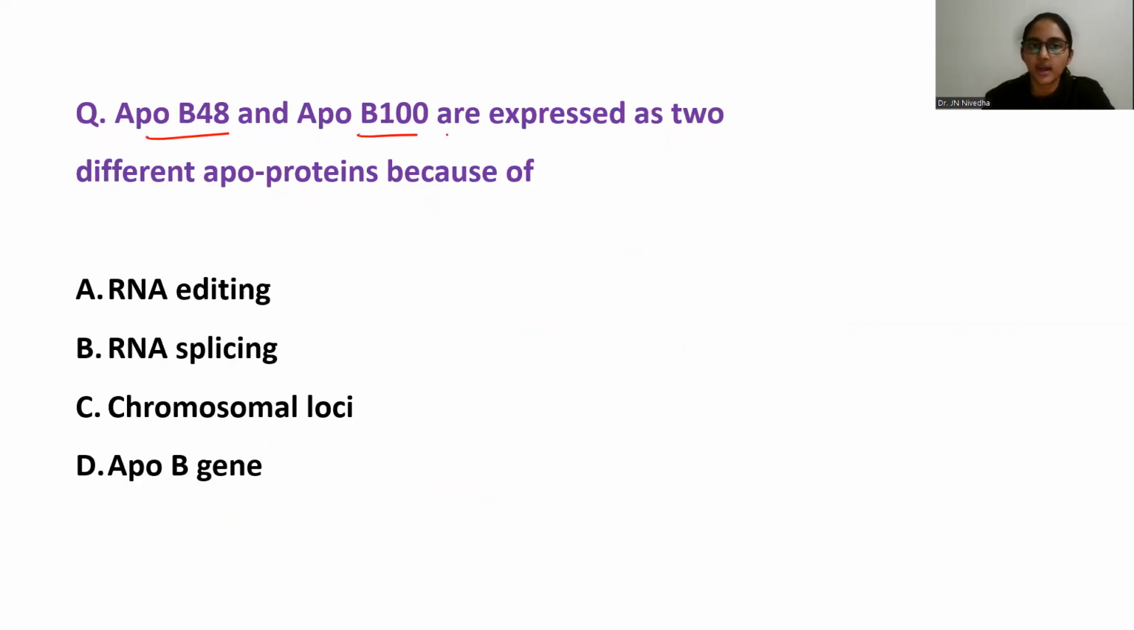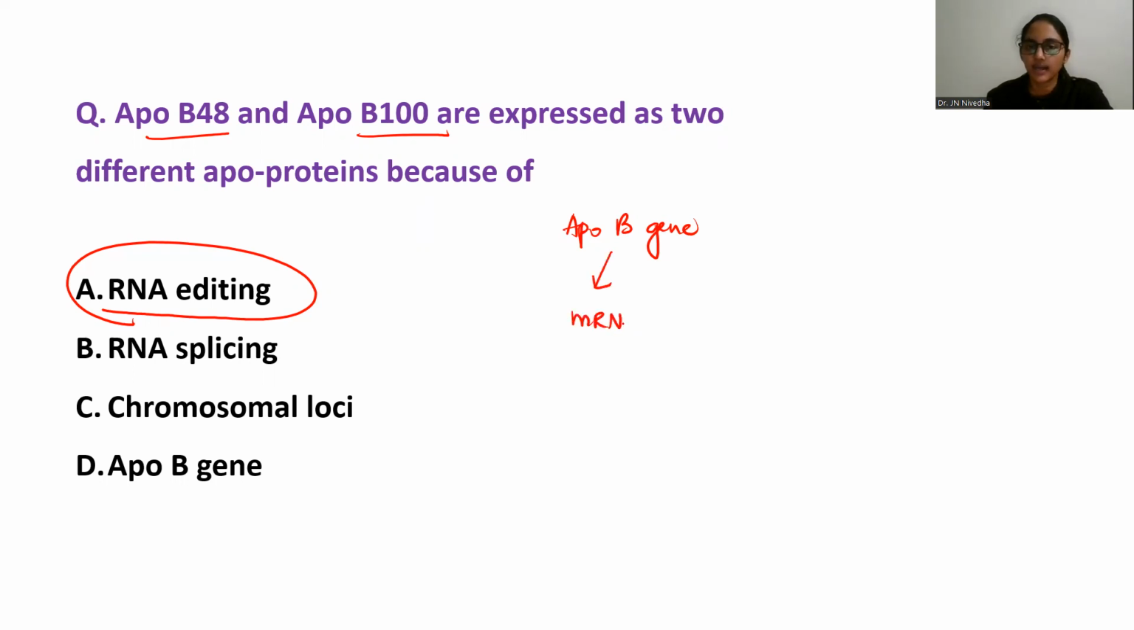ApoB48 and ApoB100 are expressed as two different apoproteins because of which mechanism? This is one of the regulations of gene expression, which is RNA editing. So what is RNA editing? Here we have the ApoB gene, which is common for both ApoB48 and ApoB100. As the ApoB gene gets transcribed, it forms the mRNA.